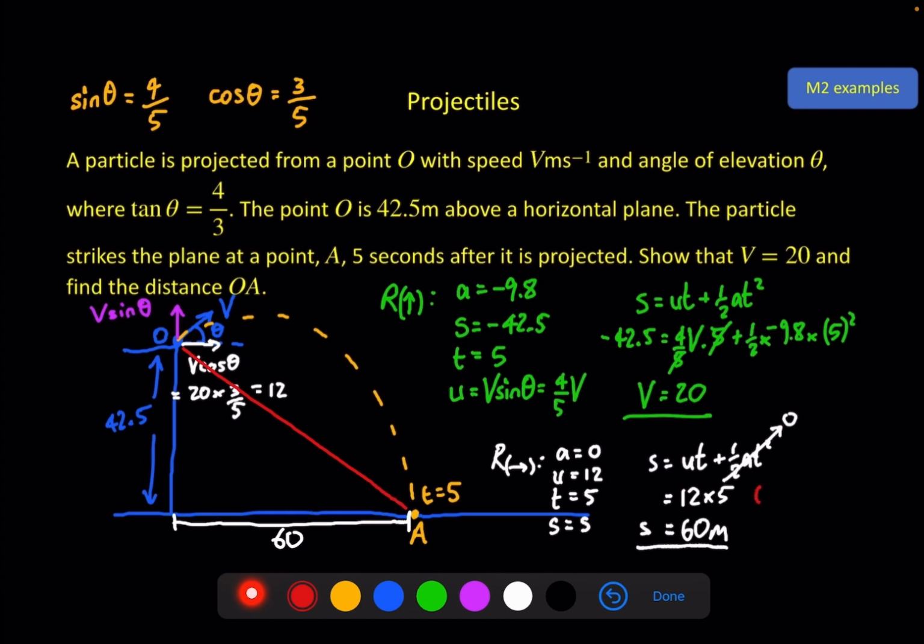And that's really easy, obviously. OA is just equal to the square root of 60 squared plus 42.5 squared, and that gives me a final answer of 73.52..., which is 74 meters to 2 significant figures. And that is the final answer for this question.